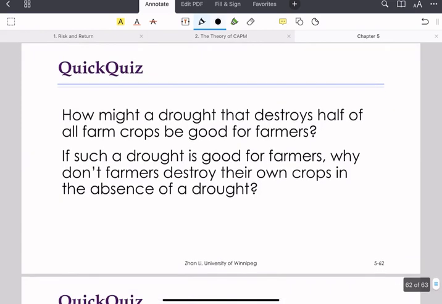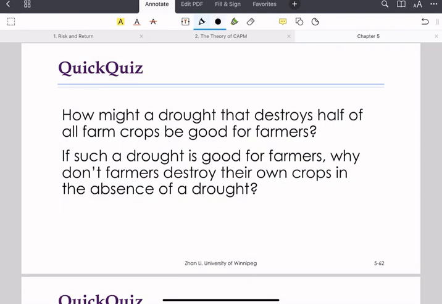Okay, let's look at this quick quiz. How might a drought that destroys half of all farm crops be good for farmers? If such a drought is good for farmers, why don't farmers destroy their own crops in the absence of a drought? Okay, first, let's think which curve should we shift, right? Obviously, if there's a drought, then there should be a decrease in supply, which means we should shift the supply curve.